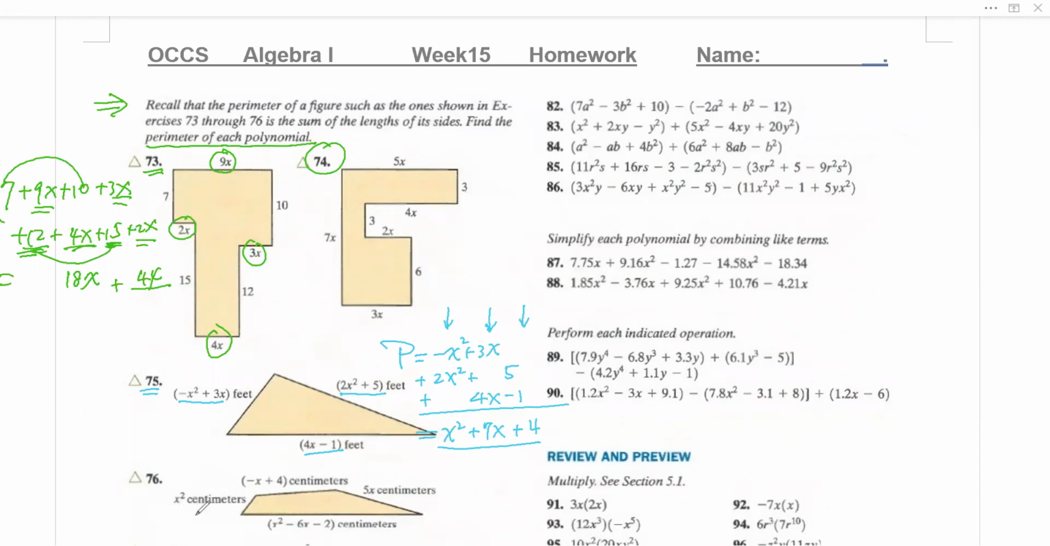This is the final result, right? 76, same, 4 sides. So you add this part plus this part plus this part and plus this part, right? So you combine like terms after that. Okay, all right. So let's move on.